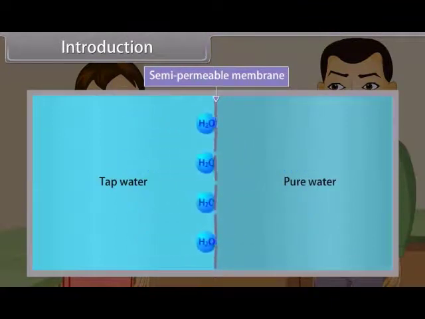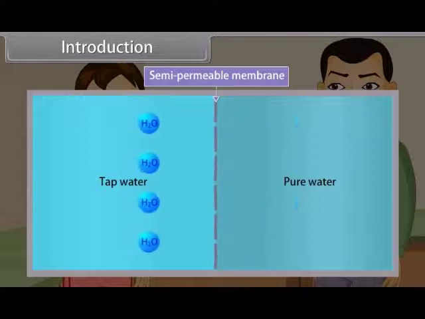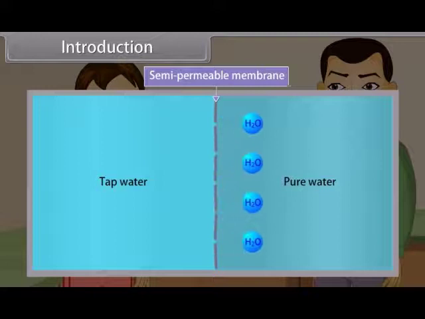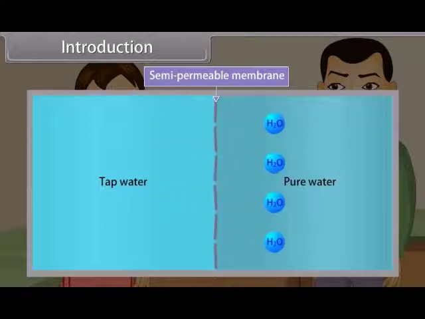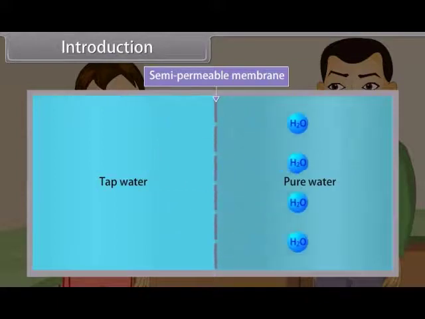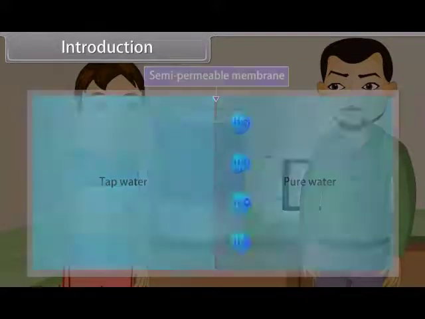The tap water is a solution of water, minerals, metals, or some impurities. RO purifier has a semi-permeable membrane, which allows only water molecules to pass through it, and other molecules cannot pass through the semi-permeable membrane. The tap water acts as a solution and pure water acts as a solvent. The membrane allows only solvent molecules to pass through it.